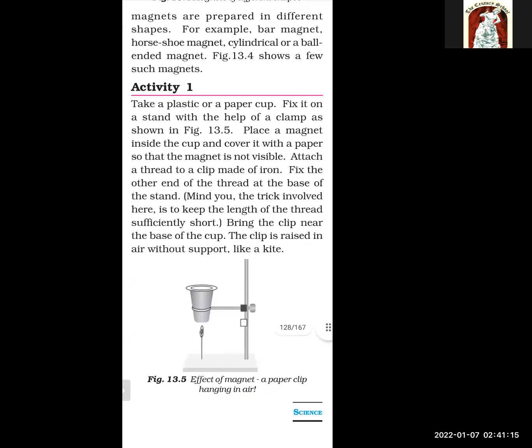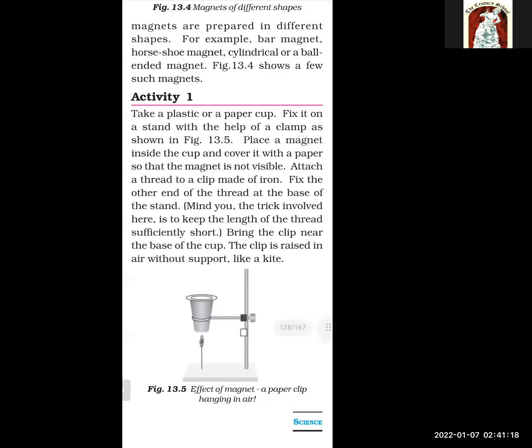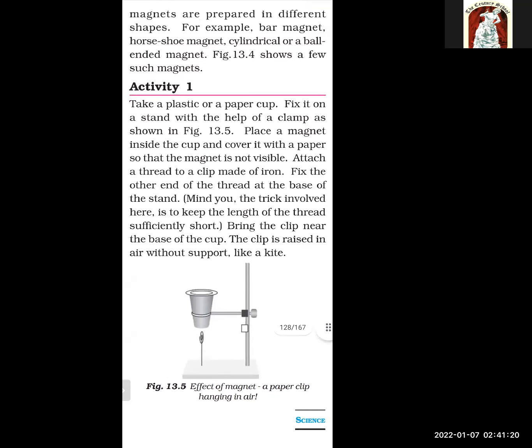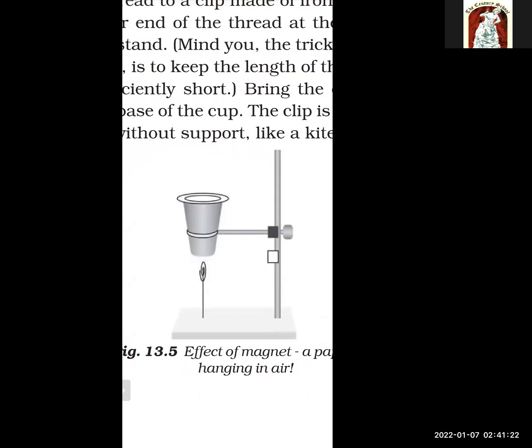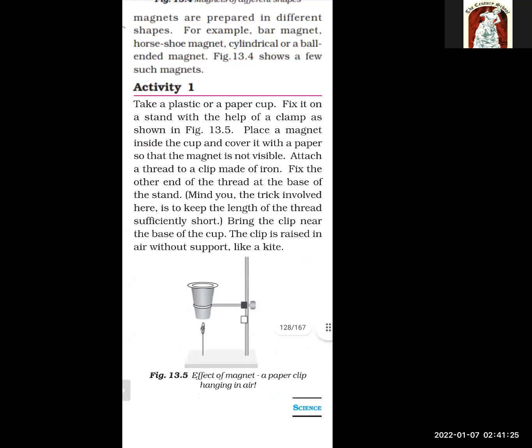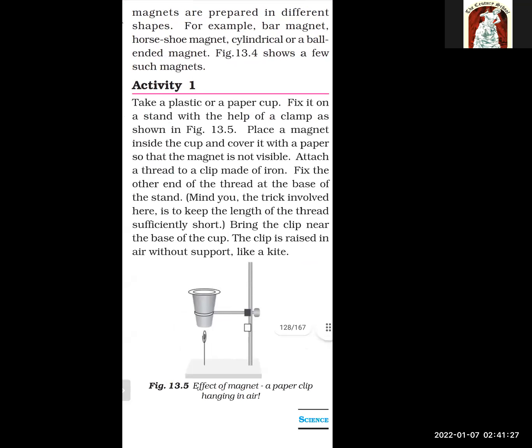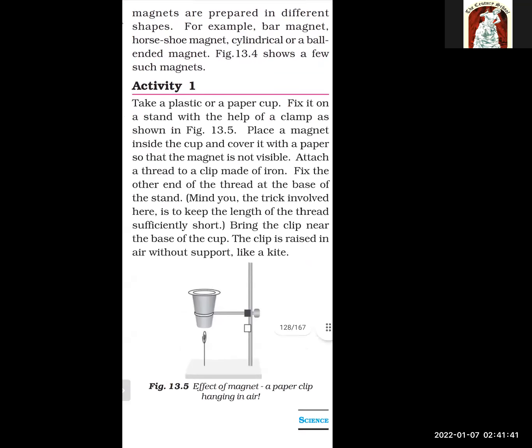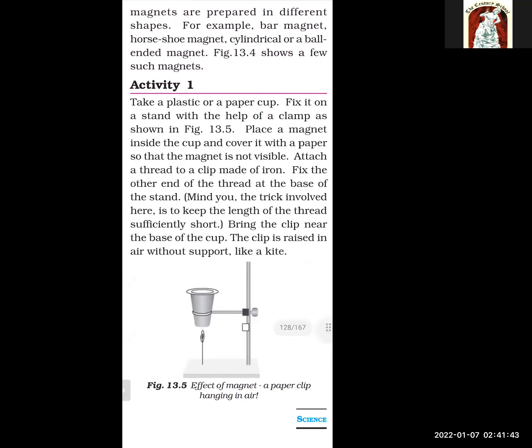And attach a thread to a clip made of iron. So this is an iron clip shown in the figure. Then we will attach this metal clip to the thread. And mind you, the trick involved here is to keep the length of the thread sufficiently short. So firstly, we will take the paper cup and then we will put the magnet.